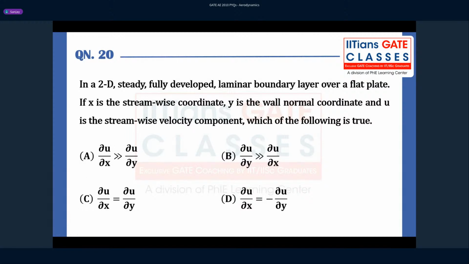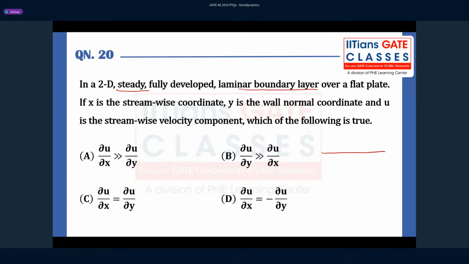This question says, in a 2D steady, fully developed laminar boundary layer. Okay, it's a laminar boundary layer over a flat plate. X is a streamwise coordinate, Y is the wall normal coordinate, U is the streamwise velocity component. Which of the following is true, right? So basically they are asking you in a boundary layer.